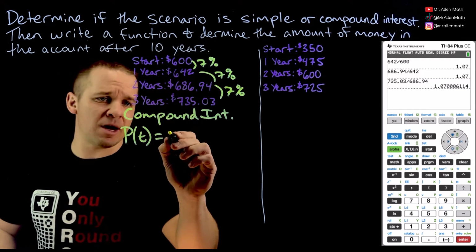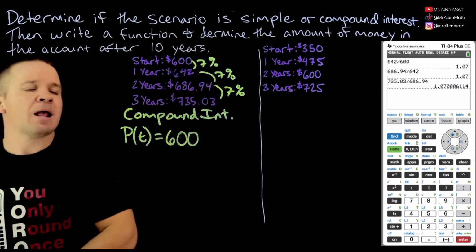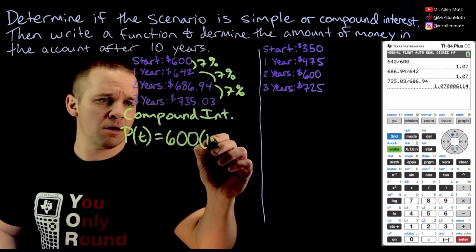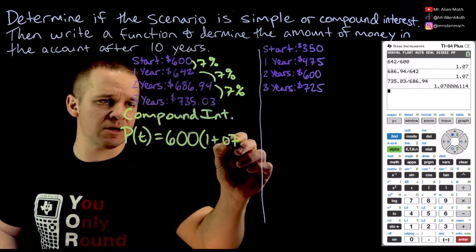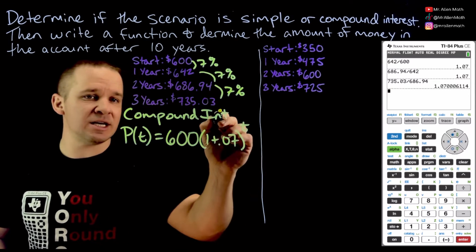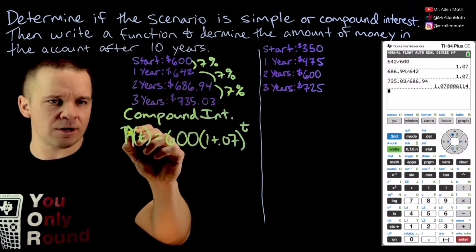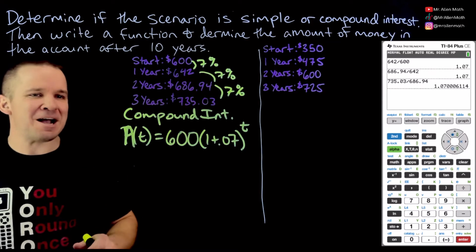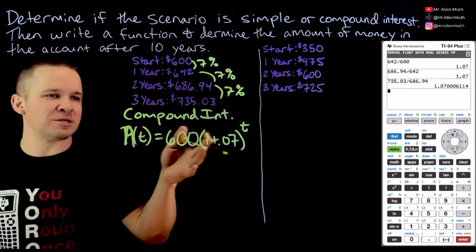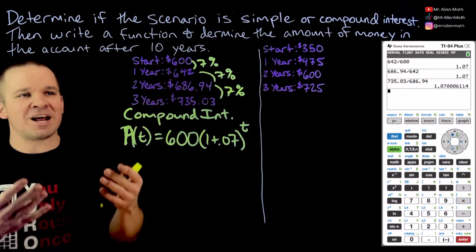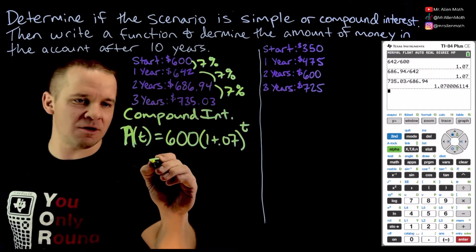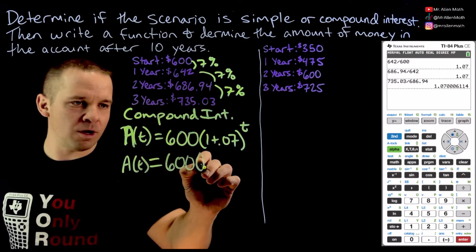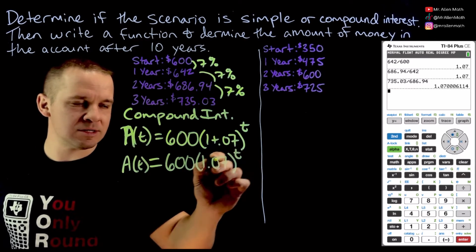So we start out with the initial amount of 600, and then we're going to go up by 7%. So we have 1 plus that 7%, 0.07 as a decimal, raised to the T. Actually, I think I want to make this A of T, not P of T. So we got 600 times 1 plus 0.07 raised to the T. And we see that on the calculator as well, that it's 1.07. So I'm just going to clean this up. We got 600, then 1.07 raised to the T.